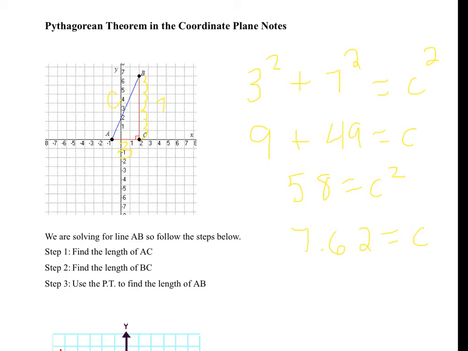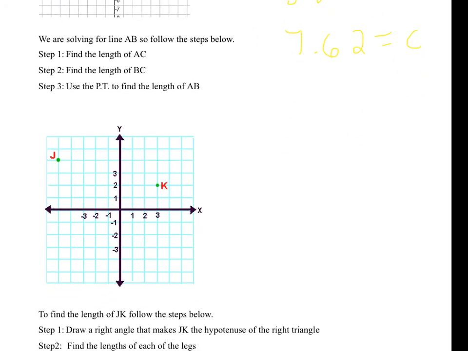And that's the objective, just to solve for that. So using the Pythagorean theorem in the coordinate plane isn't any more difficult than the problems that we've done thus far. All right, we're going to take a look at another example below.